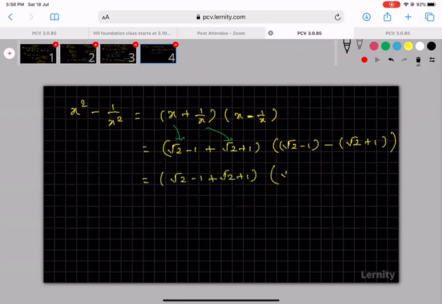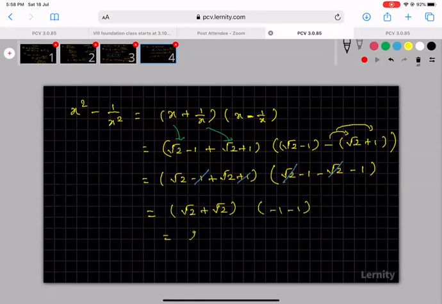In this bracket, here you see root 2 minus 1. I am taking this minus inside, so this is minus root 2 minus 1. After that, here plus root 2 and here minus 1 plus 1 is cancelled. Here plus root 2 minus root 2 is cancelled. So I am getting root 2 plus root 2, which is 2 root 2, and minus 1 minus 1, which is minus 2. If I am multiplying this, 2 into 2 is equal to 4, plus into minus is equal to minus. Minus 4 root 2 is my answer.